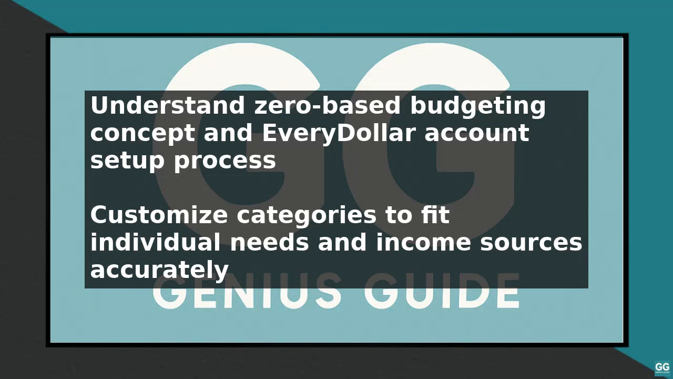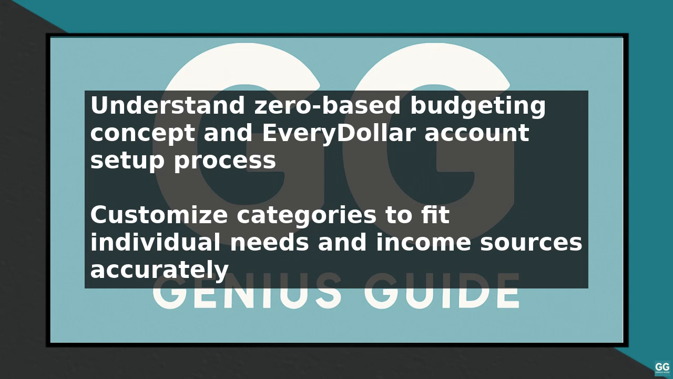To customize EveryDollar zero-based budgeting, start by understanding the concept of zero-based budgeting, which means assigning every dollar of your income to a specific expense category. Begin by logging in to your EveryDollar account and clicking on the Budget tab. Here, you will see a list of preset categories, but you can customize them to fit your needs.